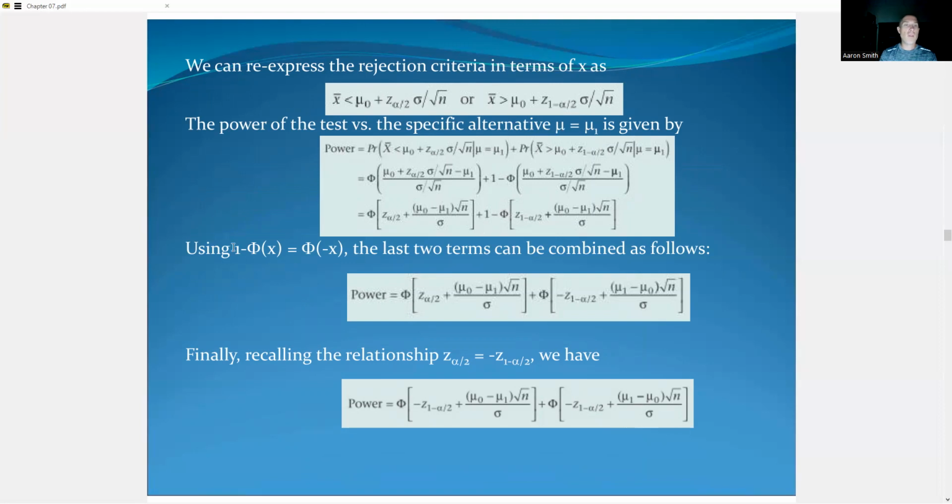using 1 minus phi is equal to phi of negative x. The last two terms can be combined in this manner. And so finally, we recall the relationship here between these two, and we get this worked out for our power.